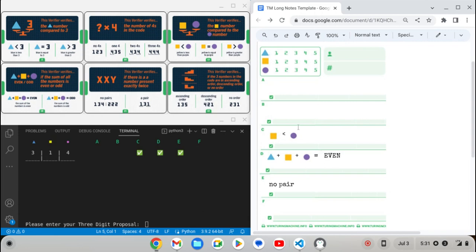And since square needs to be less than circle, we know square cannot be a 5, because if it is to be smaller compared to circle, what would circle be if square is 5? And similarly, circle cannot be a 1, because if it's supposed to be the biggest with respect to square, then what could square be? Can't be smaller than 1.